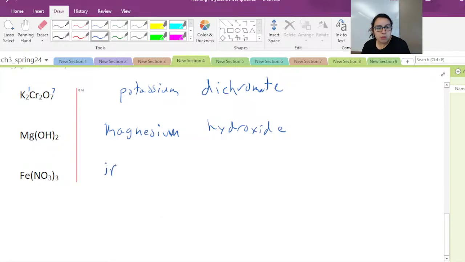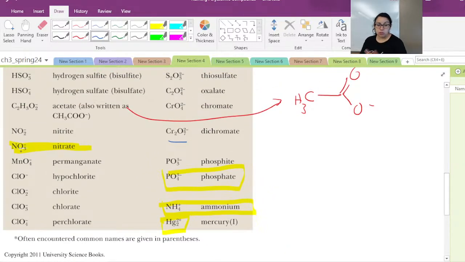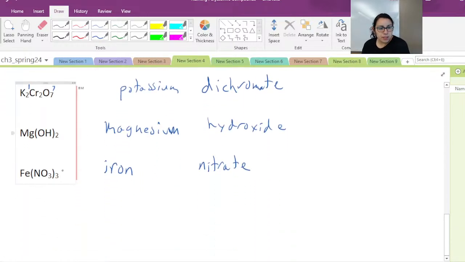Iron nitrite, but then what do we remember about iron? It's one of those with variable oxidation states, so what do we need to add? The Roman numeral. Then nitrate, we have 3 of them. We can go back to our polyatomics, if you're just seeing this. Nitrate is -1, there were 3 of them, so -1 times 3 gives us a -3 charge here. So what does iron have to be? +3, to balance that out.